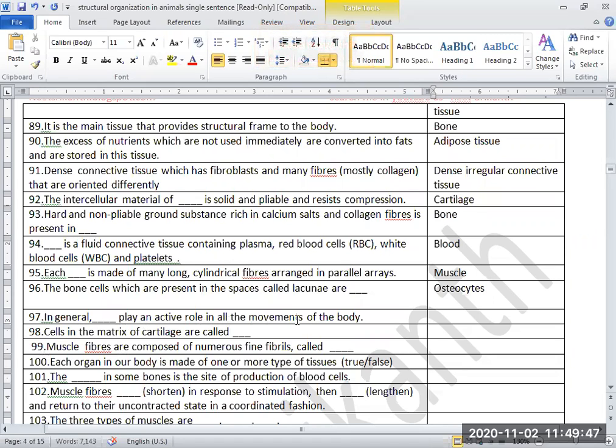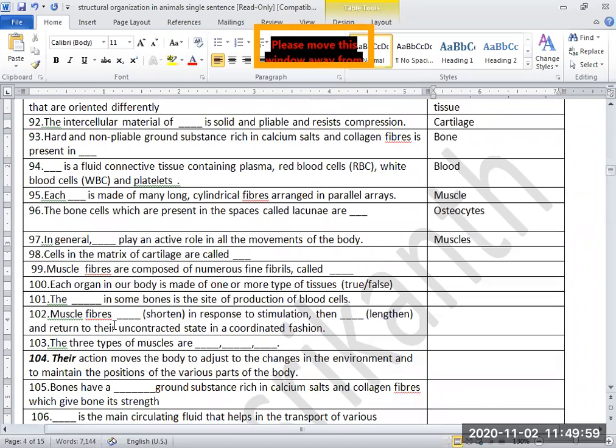97. In general, dash plays an active role in all the movements of the body. Who plays the active role? Muscles play active roles in all the movements of the body. Cells in the matrix of bone we call osteocytes, isn't it? Now, what do you call them in the cartilage? Chondrocytes. The cells in the matrix of the cartilage are called chondrocytes.